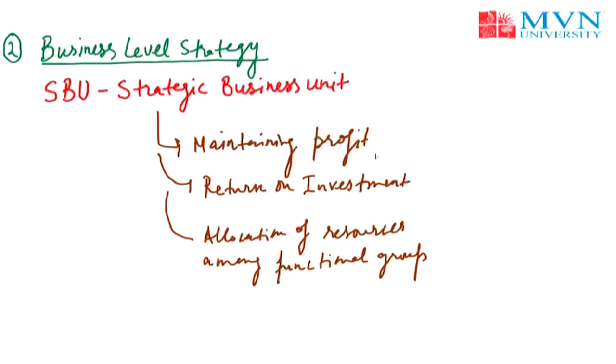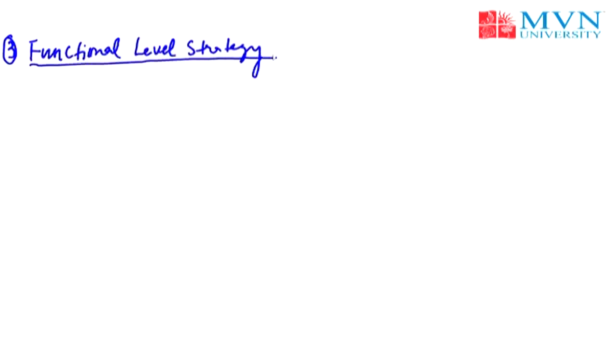They are responsible for maintaining their own market, for their profit, for their return on investment, and allocation of resources among various functional groups. In the next strategy level, we will be studying functional level strategy. If we distribute the work of functional level strategy, we can distribute it among various departments such as marketing, HR, finance, production, R&D.